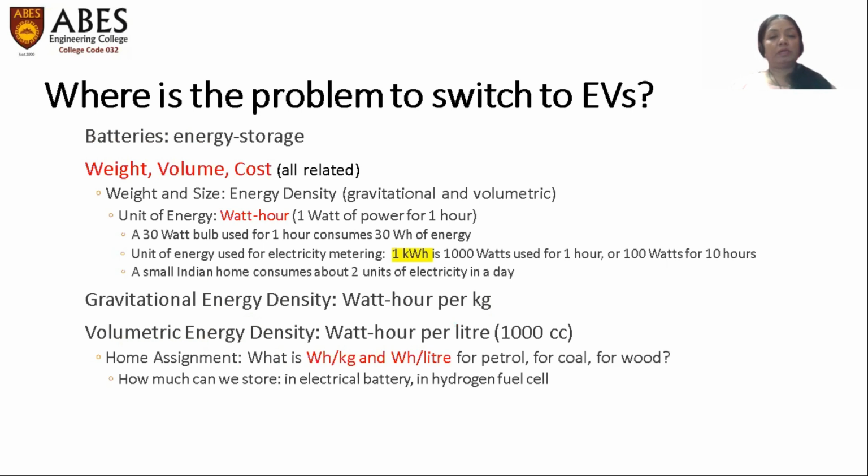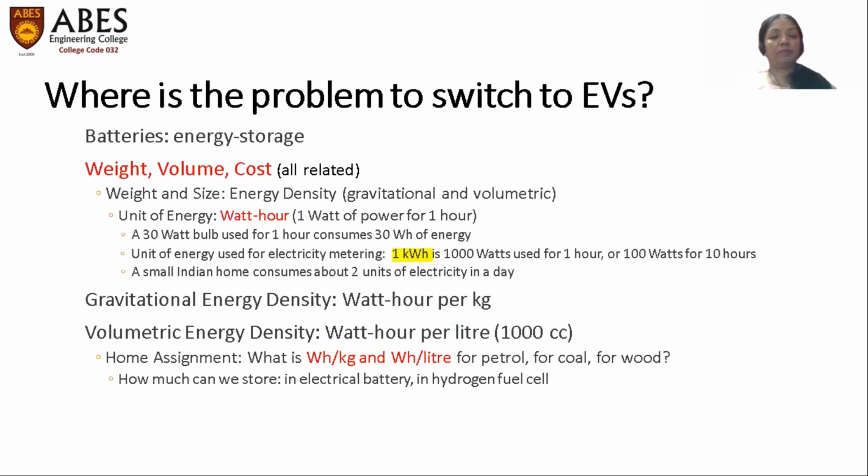Now, previously we discussed why we should switch to EVs, but we haven't yet. So the question is, where is the problem? If the EV industry has been so lucrative, or so promising, then why are we not switching to EVs yet? What are the problems, or what are the challenges?